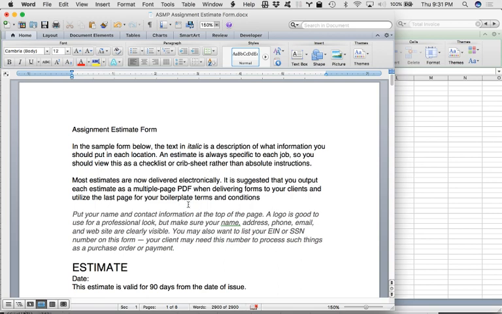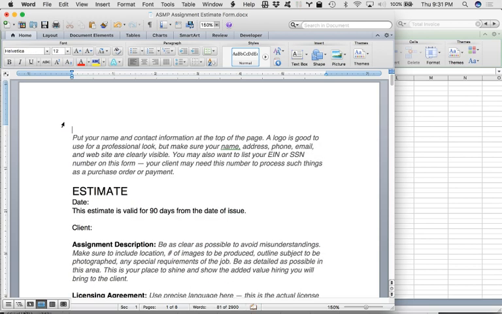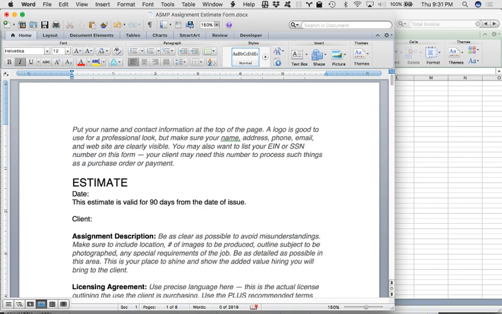But I'm going to go ahead and do it on this form, and I want you to do this with me so we can get the idea of how this should look. So I'm going to erase all of this up here that says the assignment estimate form. I'm simply going to delete it. I'm going to put my cursor next to that italic thing to get everything up to the top. So it says, put your name and contact at the top of the page. A logo is a good idea for a professional look, but make sure that your name, phone number, and all that kind of stuff is on here. So that's where I'm going to start.